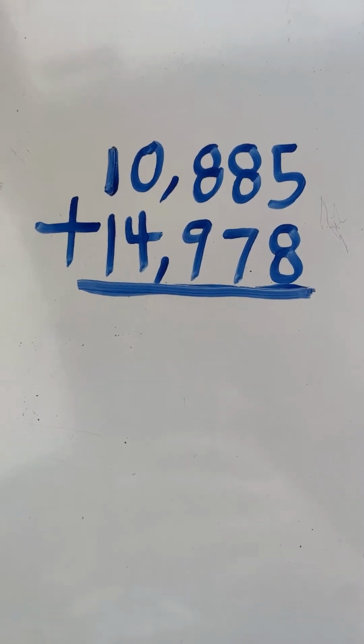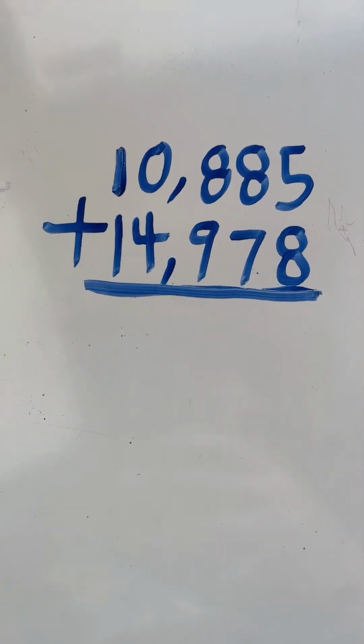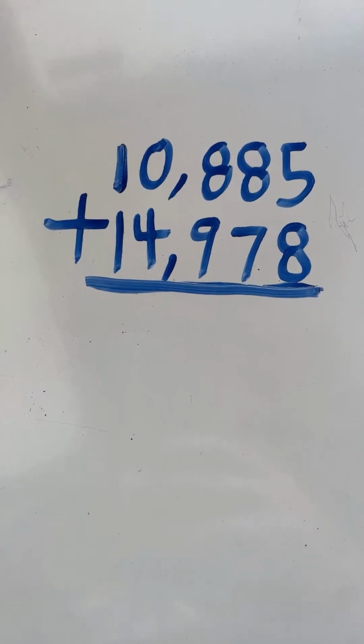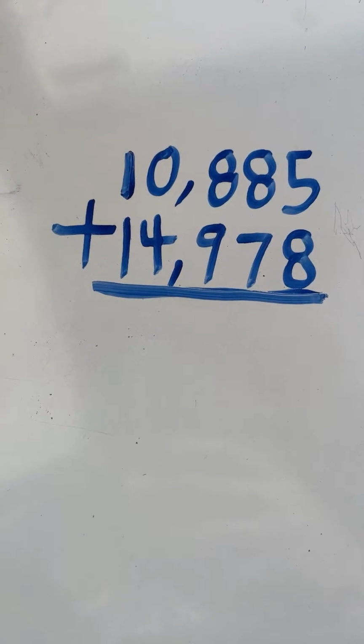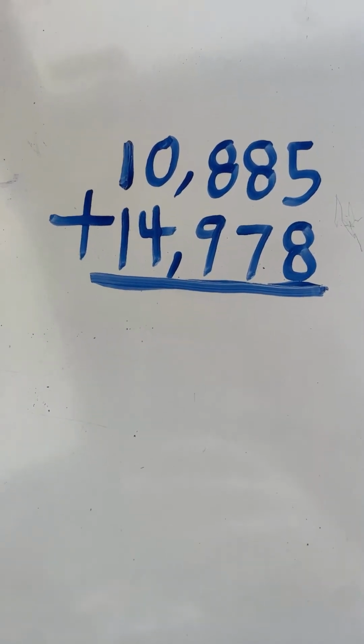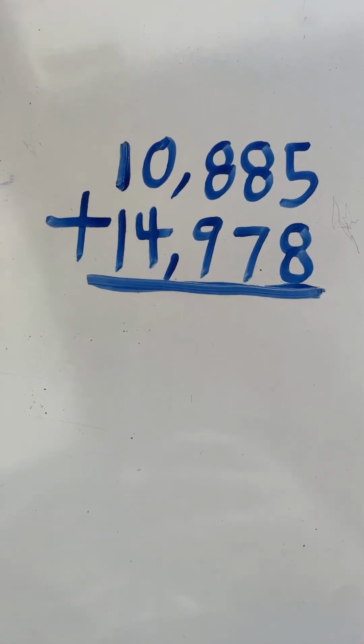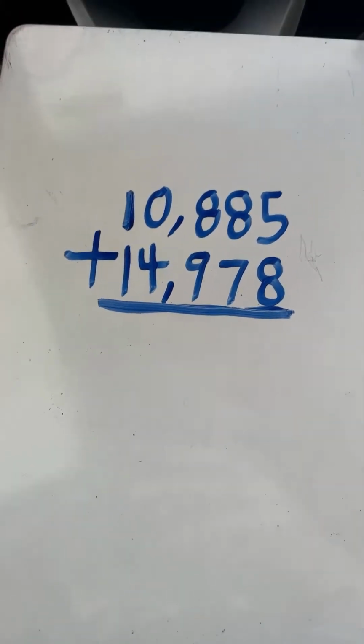So this video is going to be a review of multi-digit addition with regrouping. Our first example problem is 10,885 plus 14,978. I'm going to go through step by step how to solve that problem.